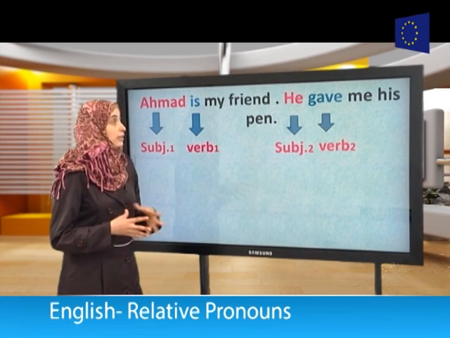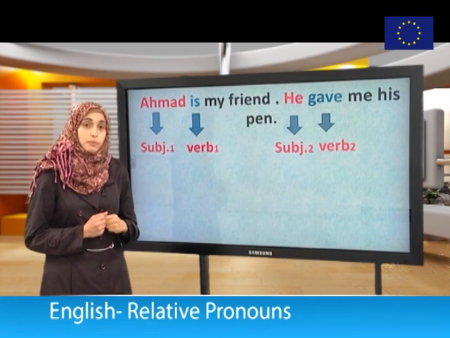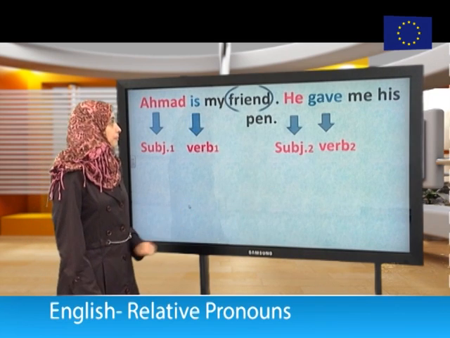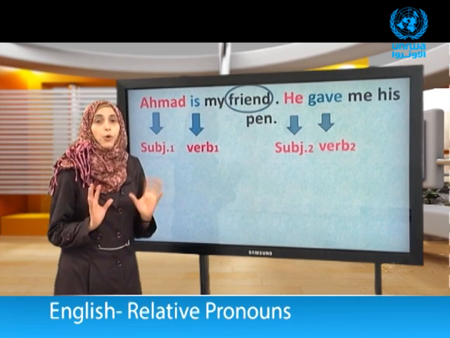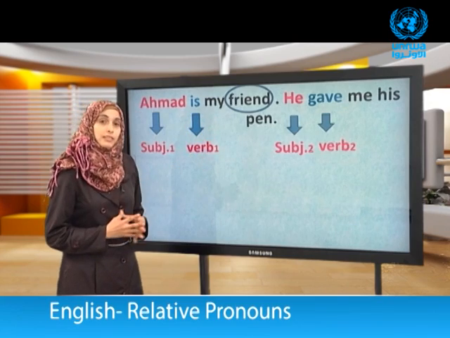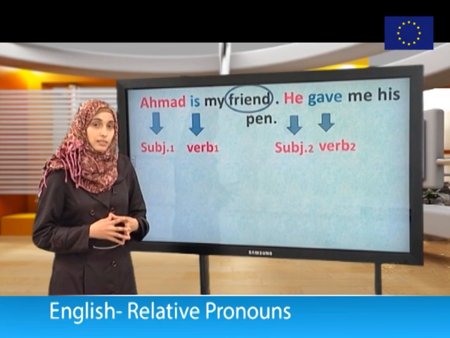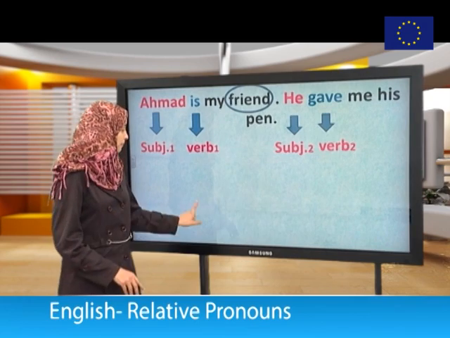Now, if I want to ask, who gave me his pen? I would say, my friend. So I asked, who gave me his pen? I'm talking about a friend. I'm talking about a person. So how can I join the sentences? Let's see.